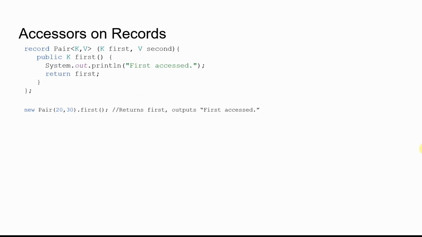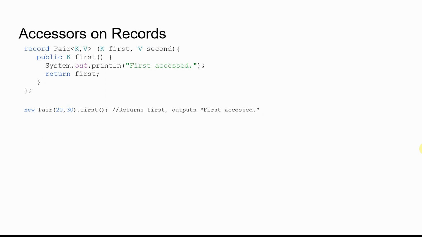Records generate accessor methods on their fields automatically. Record fields are private, and your users will only be able to access them via accessor methods. These are named following the pattern field name and parentheses. Importantly, they do not follow the bean pattern of get plus field name then parentheses. We can still override them as if they were traditional methods, and this lets us log access, modify the return value the user sees, and so on.